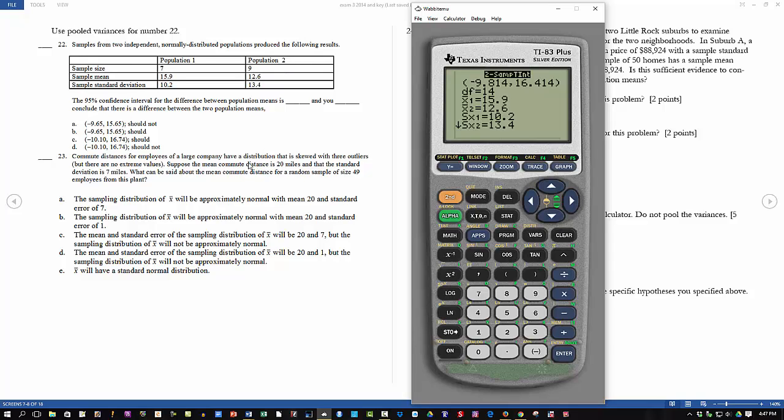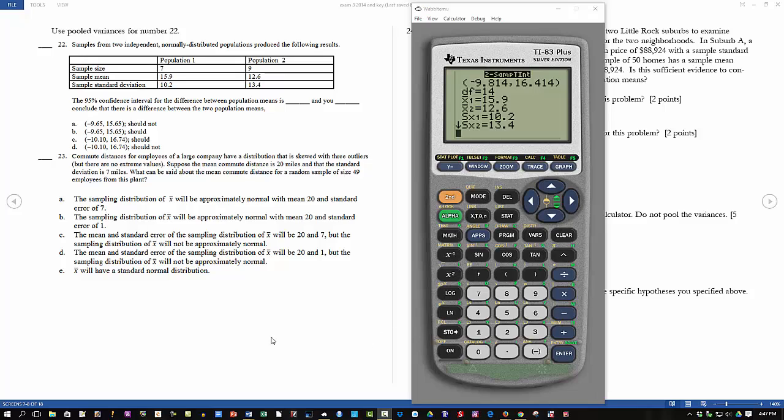a distribution where the population distribution is skewed. It has 3 outliers. I mean, 3 people are driving a long way further than anybody else. But anyway, that population mean is 20 and a standard deviation of 10. And we want to know what we can say about the sampling distribution with sample sizes of size 49.